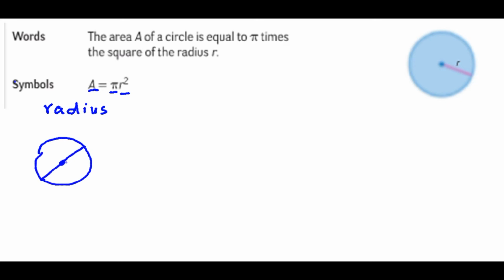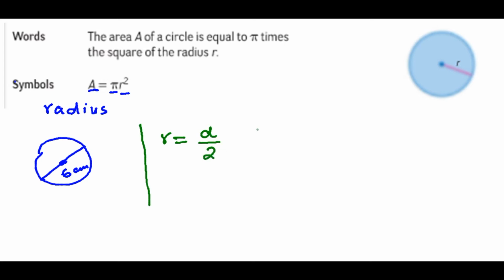So the first thing, to use the area formula, is to find the radius of the circle. For example, if this circle has a diameter of 6 centimeters, then its radius is going to be half of it. So how can we find the radius if the diameter is given? You can use the formula for the radius. If the diameter is given, you can find the radius by dividing the length of the diameter by 2.